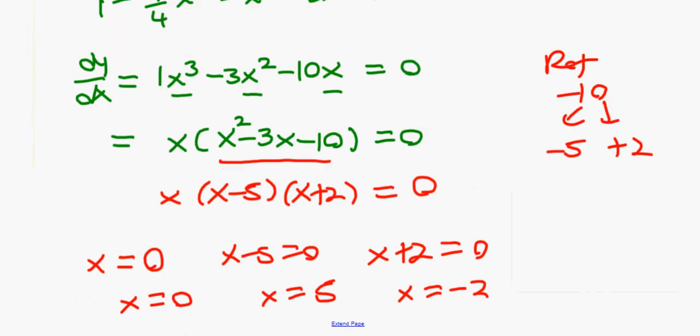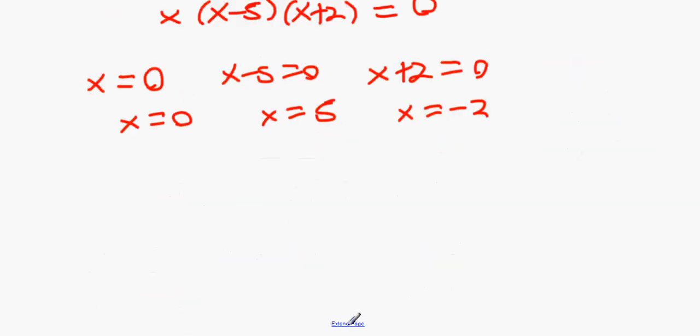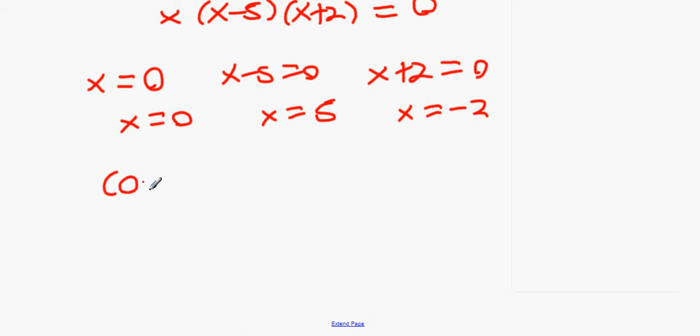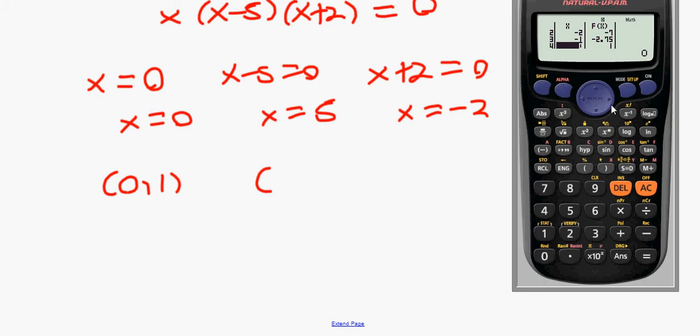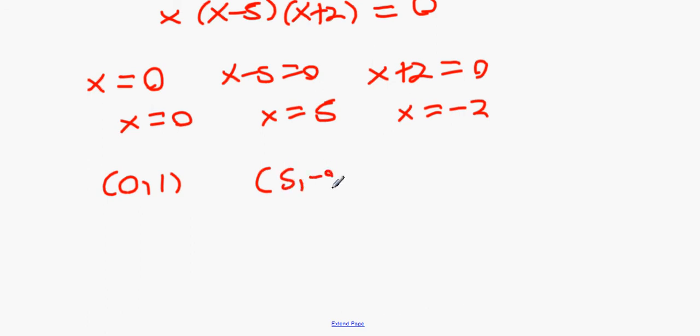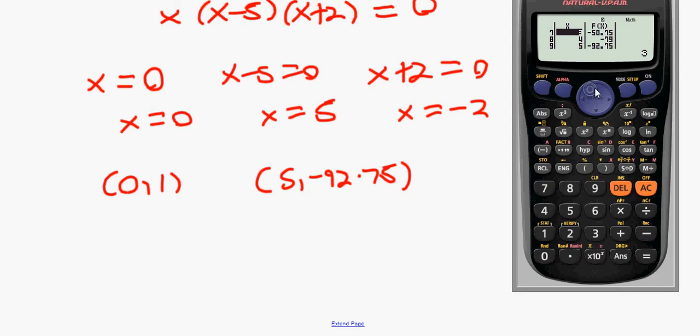So what this has done is it's calculated all the points for me that are on this graph. It tells me what the 0 point is. So when it's 0, it's 1. So this is the point 0, 1. Next one I need is the number 5. So go back down, look for number 5. It's going to be 5, minus 92.75, which is basically minus 92 and 3/4.